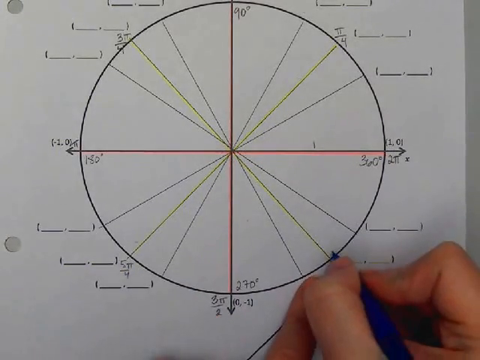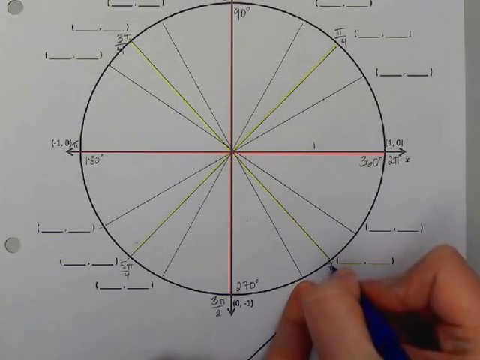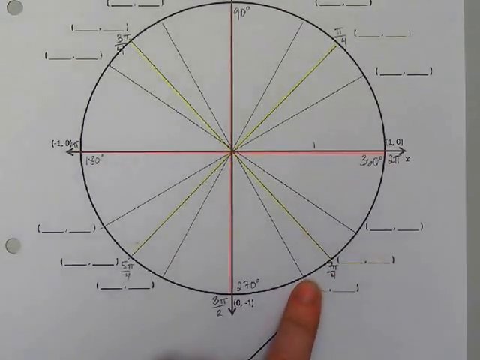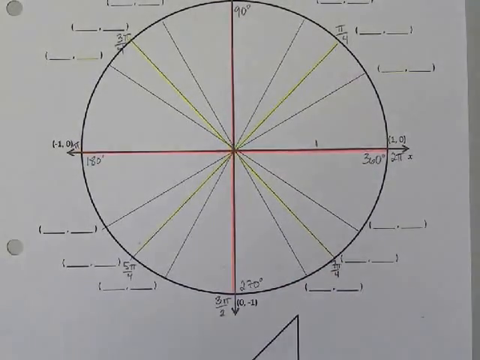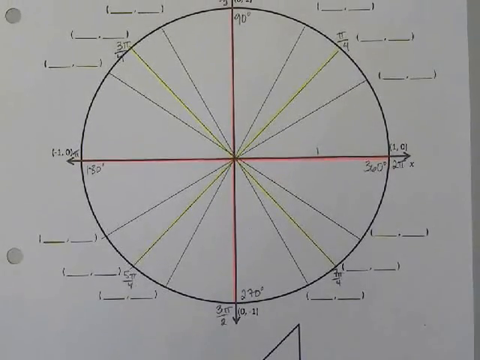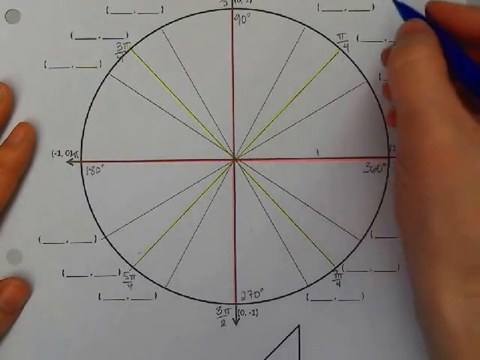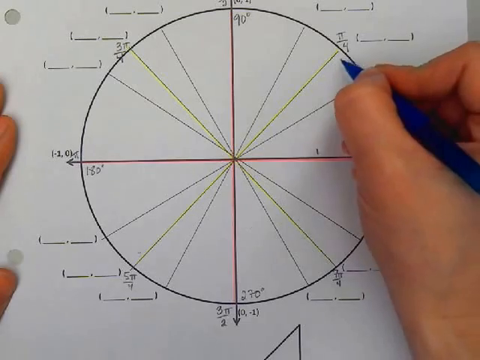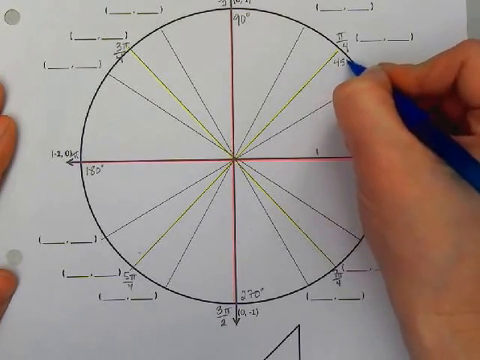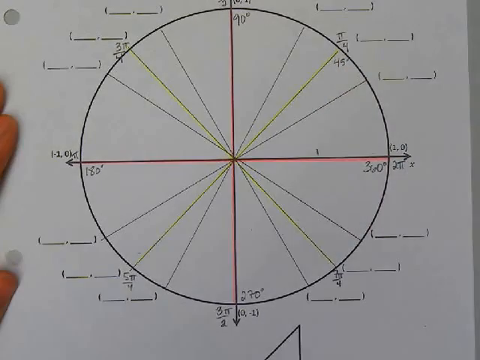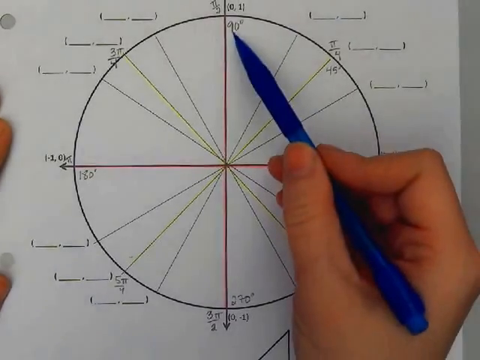45, 90, 135, 180, 225, 270, and 315. Next, I'm going to put my 60-degree set in blue.